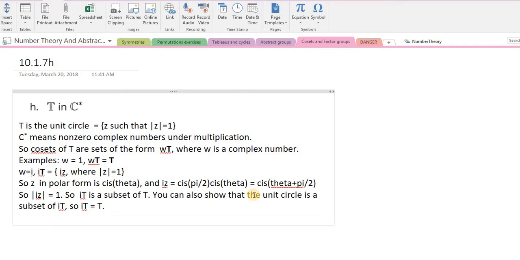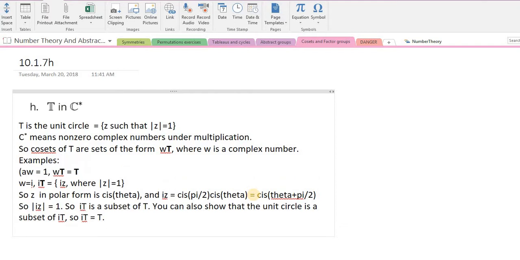Let's try something else. So here it says this was example A, and here's example B. Let's do example C. Let's just try a stupid thing. Okay. Let's take w is equal to 2.